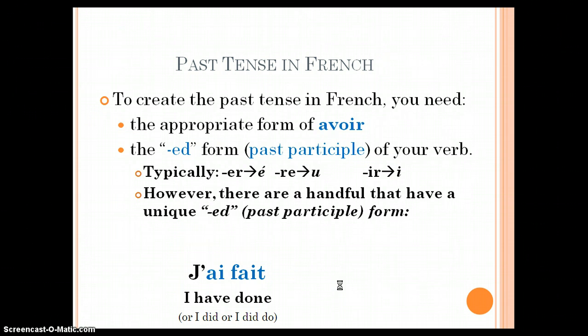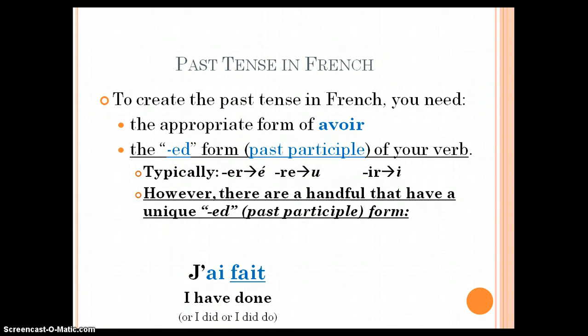J'ai fait. J'ai fait means I have done, I did, or I did do. To create le passé composé in French, you need the appropriate form of avoir, j'ai, as well as the ed form of the past participle of your verb. Faire is irregular. It has its own unique ed or past participle form. You go from faire to fait.